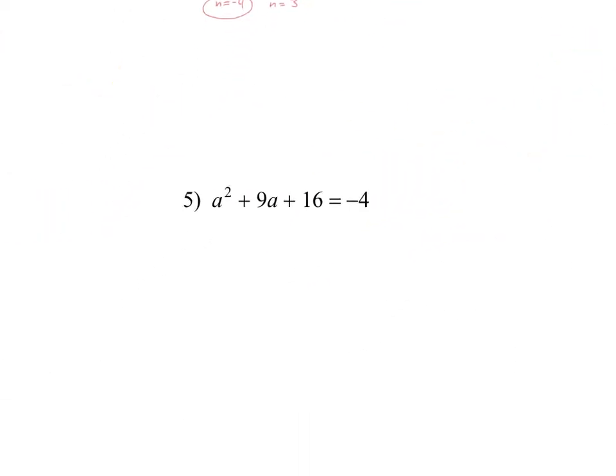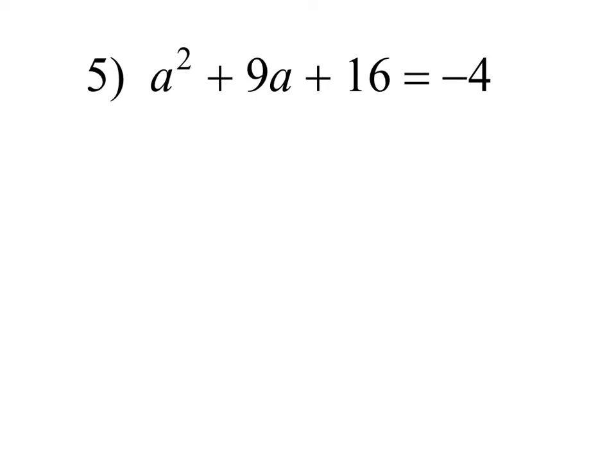All right, number 5. Andrew, what do we do first? That one is kind of, I didn't know. Gabi, what do we do? Regalato, what do we do? Plus 4. Plus 4. Now what? A squared plus 9ab plus 20 equals 0.